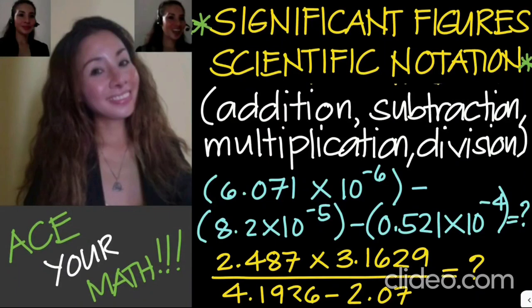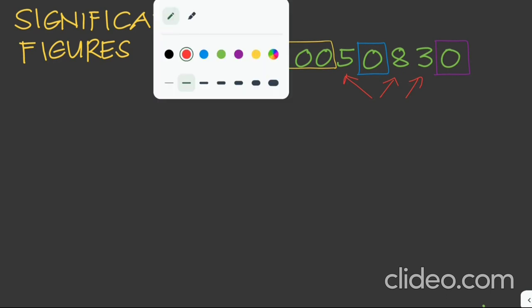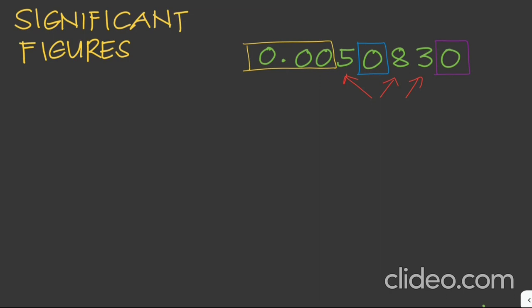In this video, you will learn about significant figures and scientific notation, their rules, and their addition, subtraction, multiplication, and division. So let's start with significant figures. Say, for example, we're given this number here. Let's identify each of the digits here.